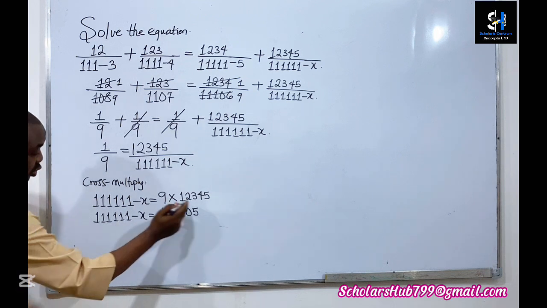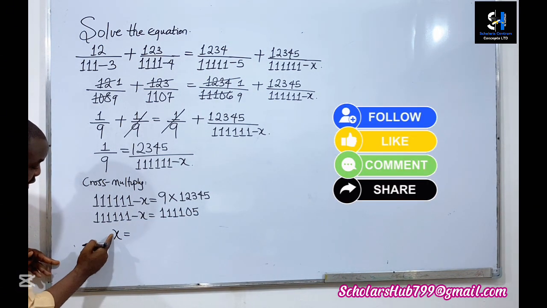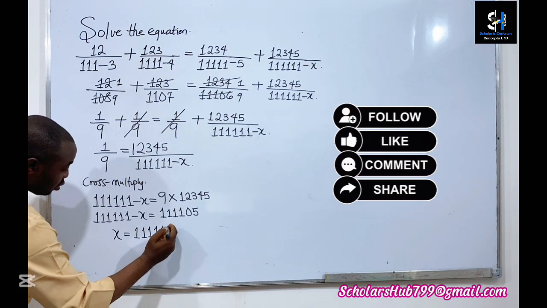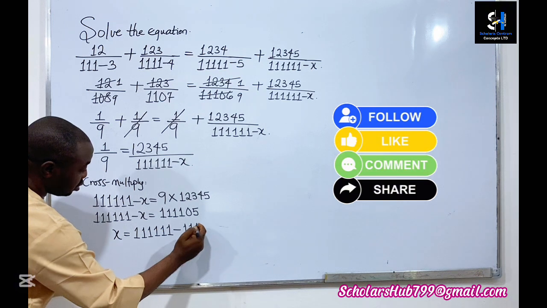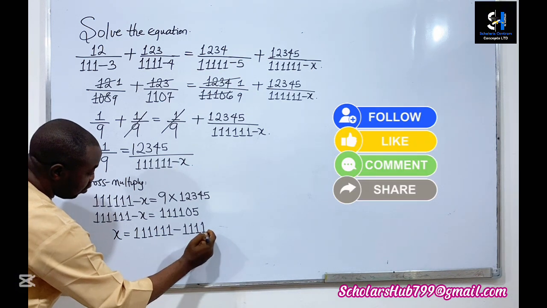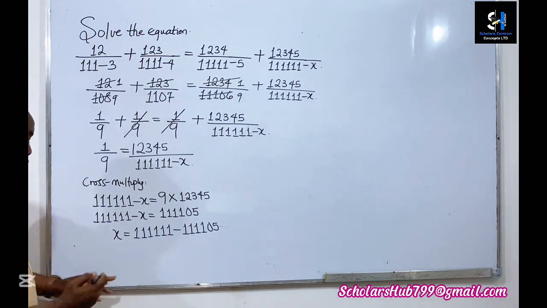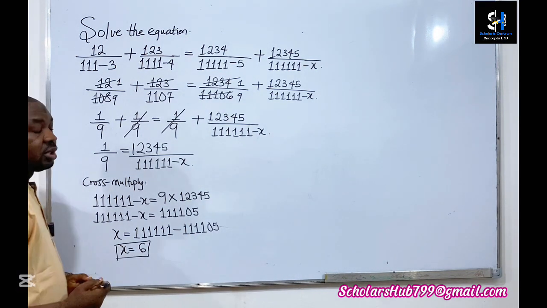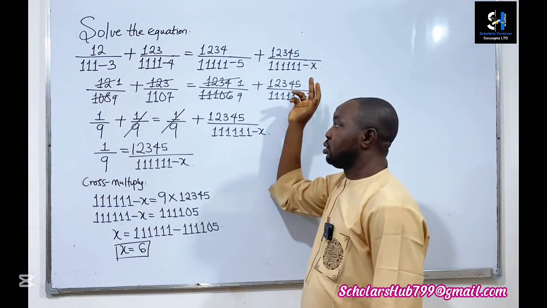I will combine like terms. This is going to come to the right hand side. Isolating x, we have x equals 111111 minus 111105. If you subtract this from this, the value of x will be equal to 6. So the value of x which satisfies this equation is 6.